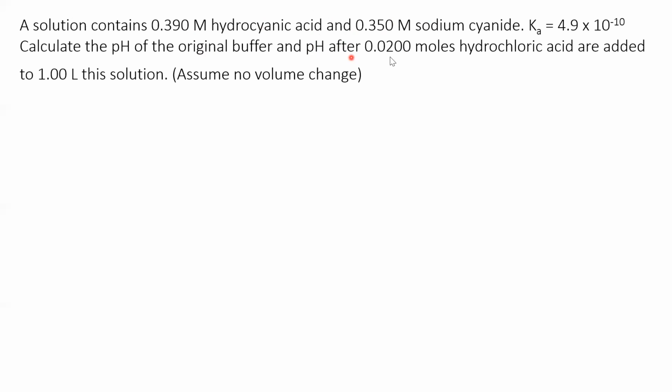So let's not do the second part of this problem first. Let's just calculate the pH of this buffer. It's going to be the same as the problems we just did. So use the Henderson-Hasselbalch equation: pH equals pKa plus the log of the base concentration over the acid concentration. Here's your Ka, calculate pKa. The cyanide in the solution is going to be the base, and the hydrocyanic acid is going to be the acid. See if you can calculate the pH of the buffer solution. Don't worry about the second part yet. We'll do that part together.